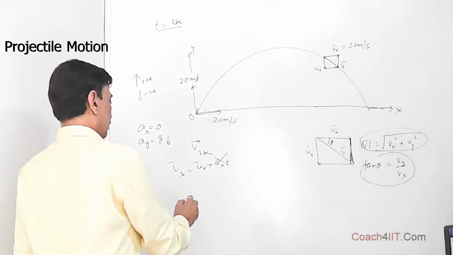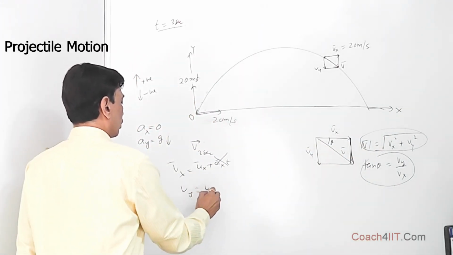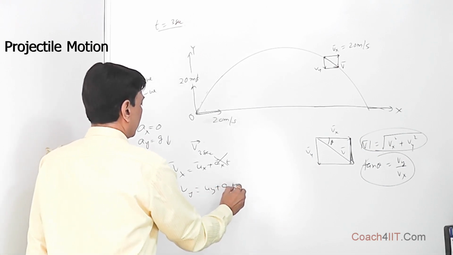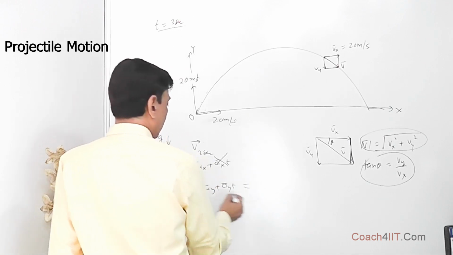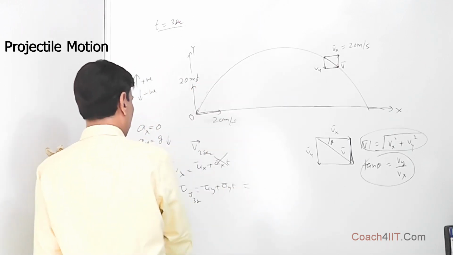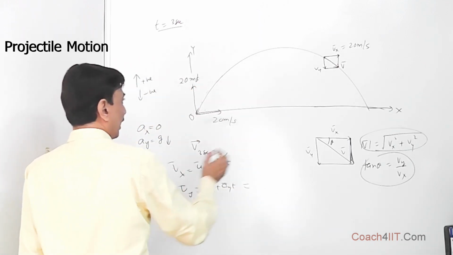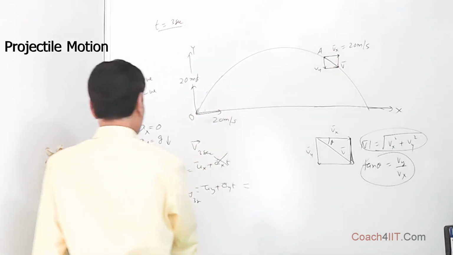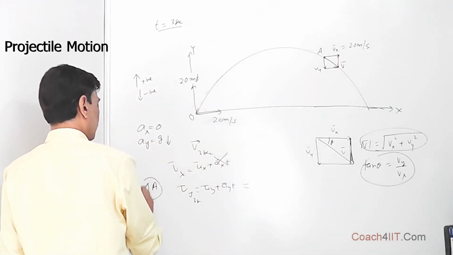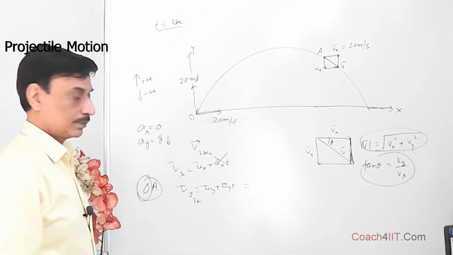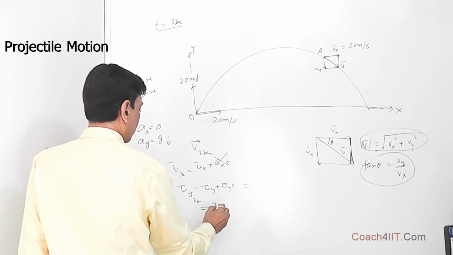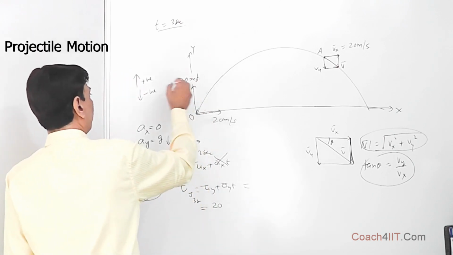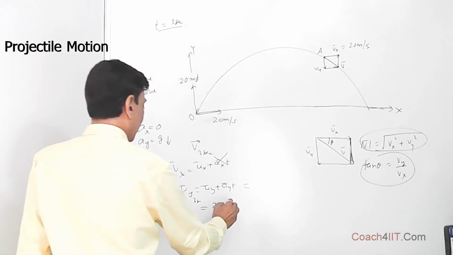What about vy? Let's say vy is equal to uy plus ay t. We are finding it at 3 seconds. This is uy. What is uy? The initial velocity along the y-axis. We have started our observation at O, and let's say we are closing our observation at A. So O to A we are talking about. O is the initial point of observation. So uy is 20 meter per second. It is in the upward direction. Upward direction means positive. Plus ay.